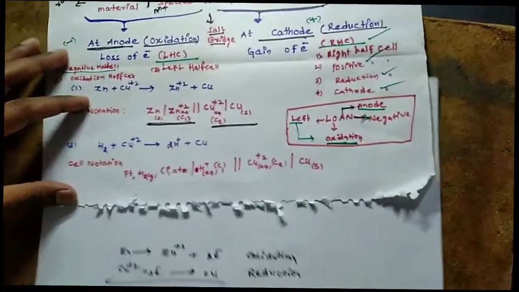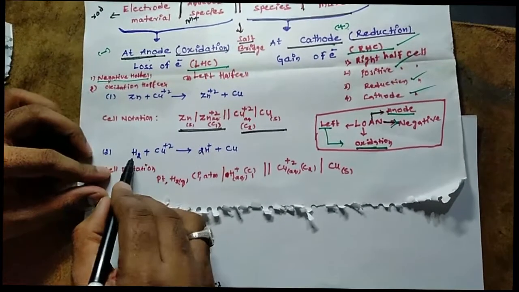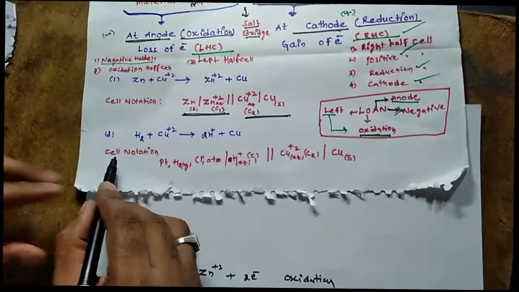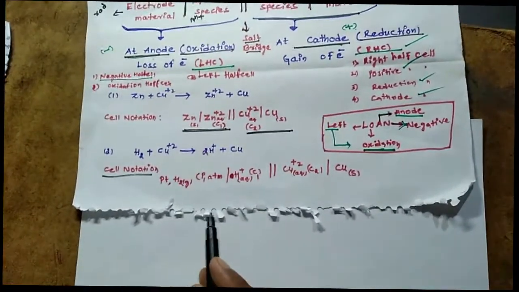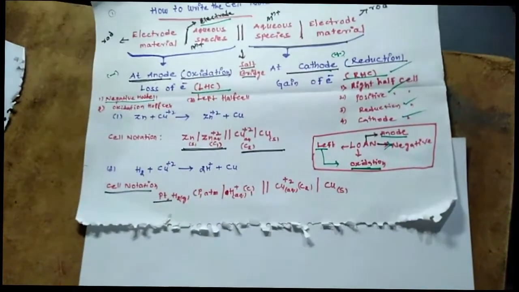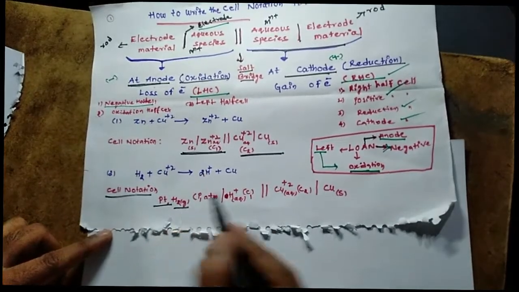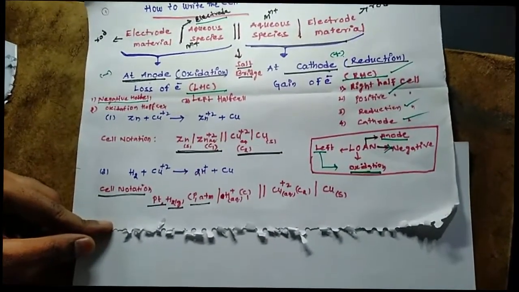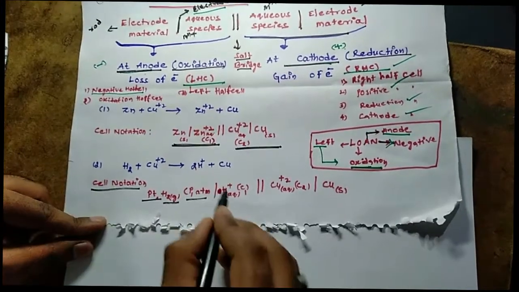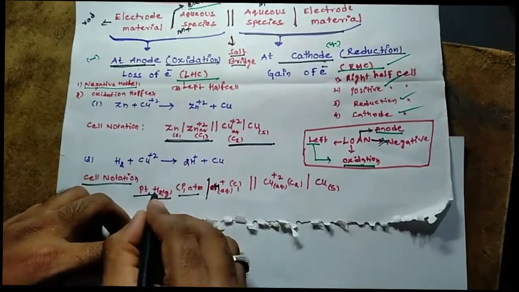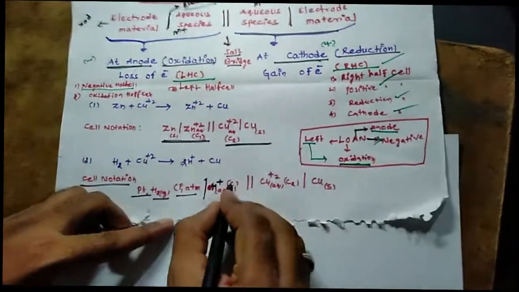Next, I go to the next example. Look at here. This is the cell reaction, H2 plus Cu^2+ gives 2H^+ plus Cu. So you write the cell notation. The hydrogen electrode has platinum and hydrogen at a pressure of 1 atmosphere. So this is an electrode. Now from hydrogen to H^+ ions, the concentration is 1.